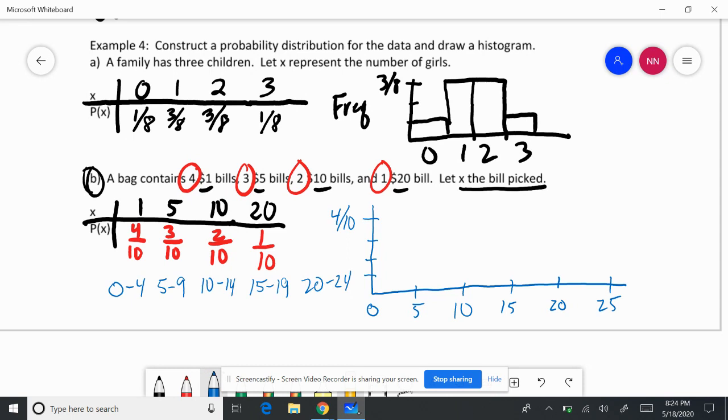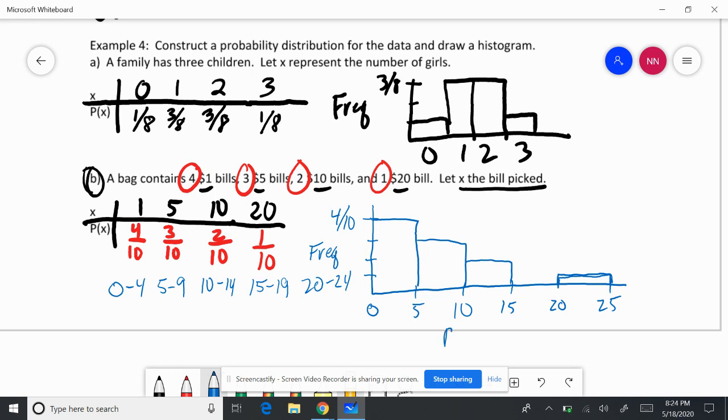So for the first one, it goes up to 4. Second one, it goes up to 3. The next one goes to 2. This one, we don't have one, so we're going to leave it blank. And then our last one is 1. Oops, that's a little high. And that right there is our histogram.